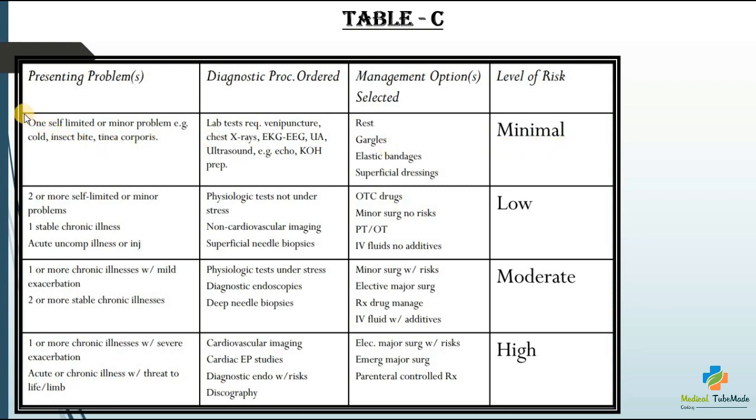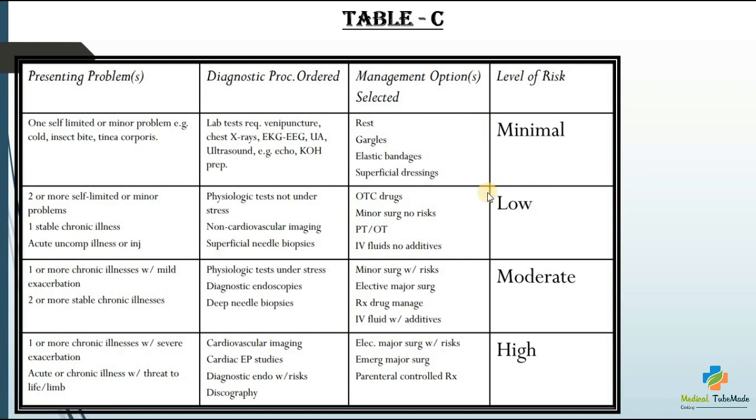So here you can see one self-limited or minor problem. Self-limited or minor problem means cold, insect bite, tinea corporis. This type of condition comes under self-limited. Okay, so here one self-limited condition: lab test, venipuncture, chest X-ray, EKG, EEG, UA, ultrasound, for example echo, KOH preparation. In management, you can see rest, gargles, elastic bandage, superficial dressing. These all come under minimal risk.